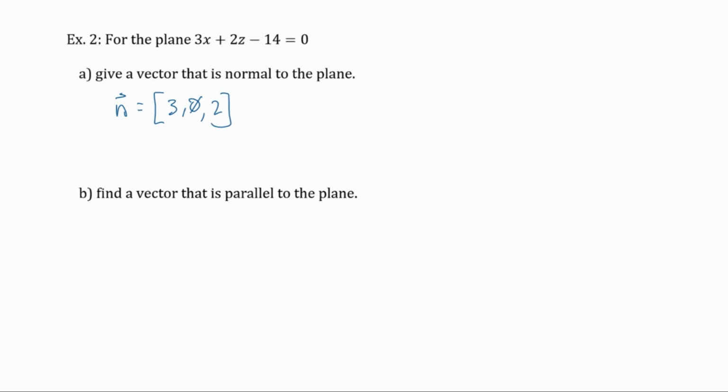Find a vector that is parallel to the plane. So what does that mean? Here's another great example of what this is actually asking you to do: find a vector whose dot product with the normal that we just came up with, or any normal, I suppose, is equal to 0, right?